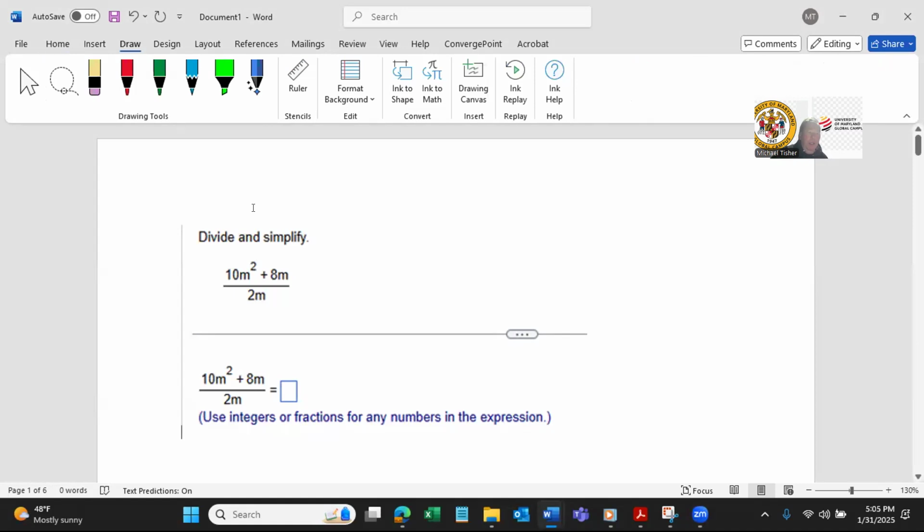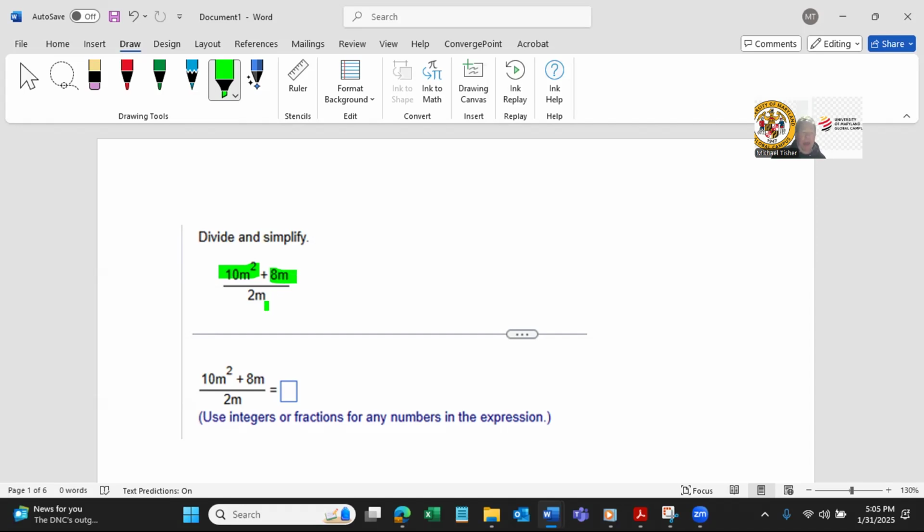Okay, well, to do this, notice that 10m squared plus 8m is a binomial because there's two terms. So the two terms are 10m squared and 8m. And that's because 10m squared and 8m are connected by a plus sign. So anything that's connected by a plus sign is called a term. So we have 10m squared plus 8m. So because of the plus sign, 10m squared is a term, and also 8m is a term.